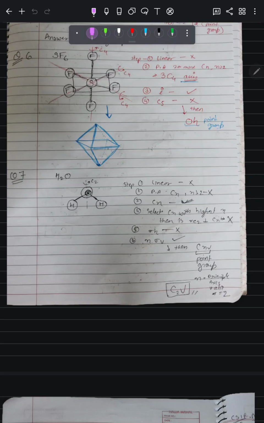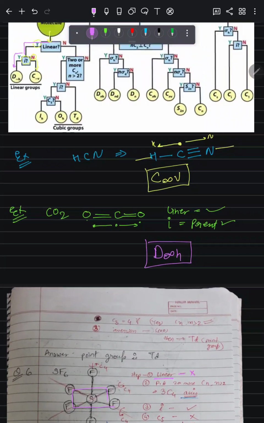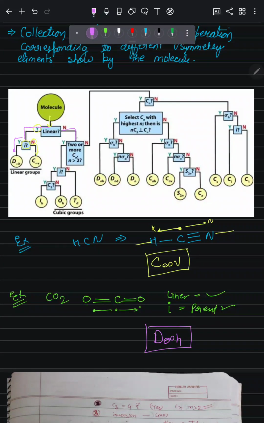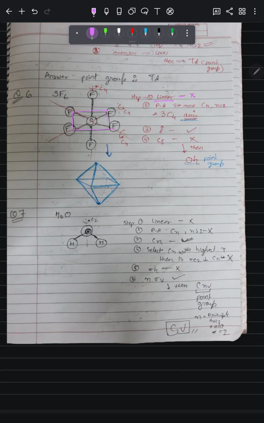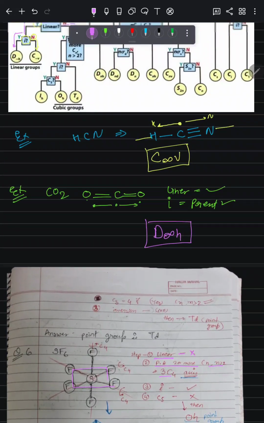So to calculate the point group of SF6, we first draw its structure, an octahedral structure, and we know that it is not a linear structure. So in the point group chart, we will move from here to here. Let's check the second step: are there two or more Cn axes? Yes, there is one principal axis C4, and three C4 axes are present, so it is true.